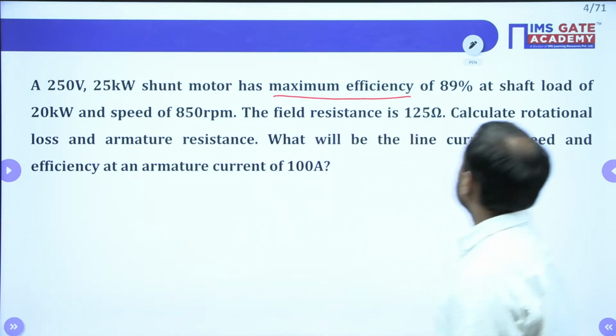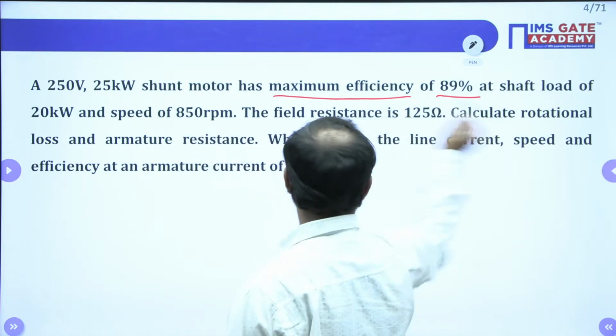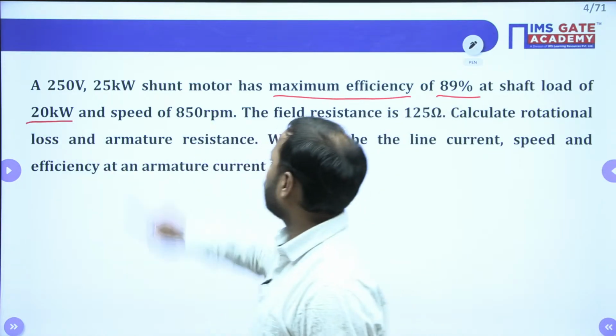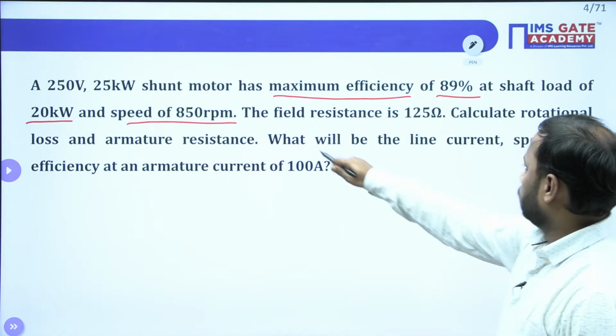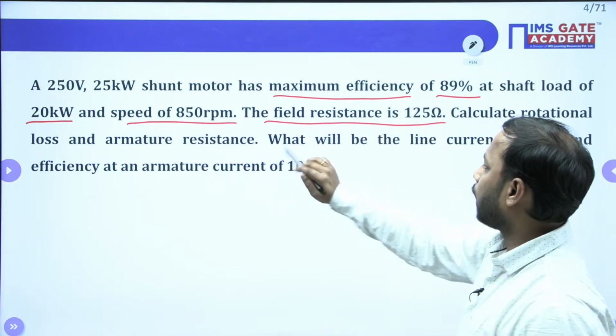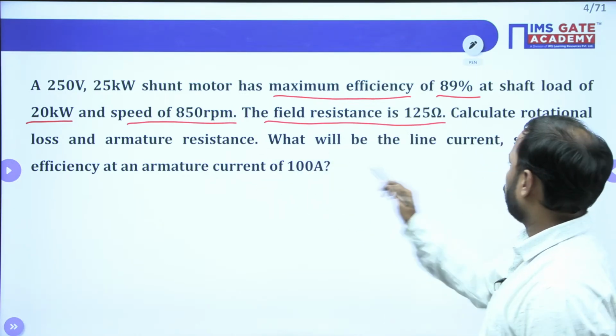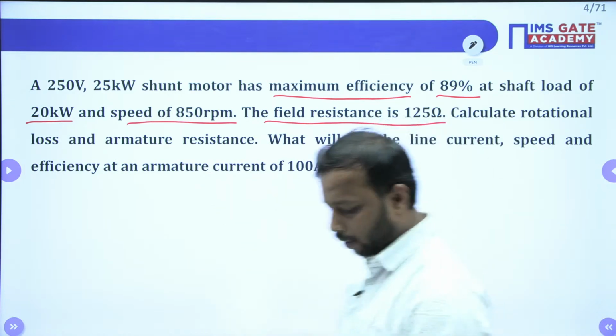All right, so this is given as 89% efficiency, but this is occurring at 20 kilowatt at a speed of 850 rpm. The field resistance is 125. Calculate rotational loss and armature resistance. This we need to calculate. What will be the line current, speed and efficiency at an armature current of 100 ampere?